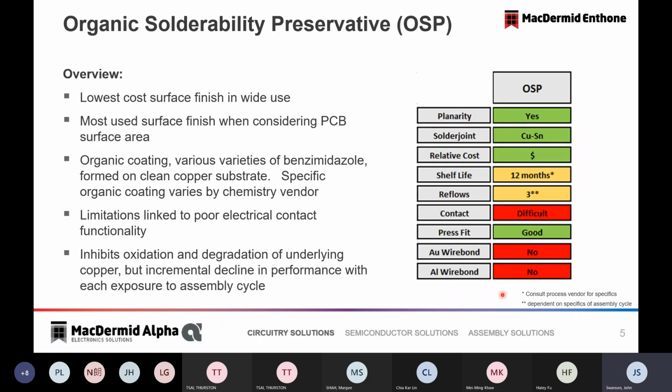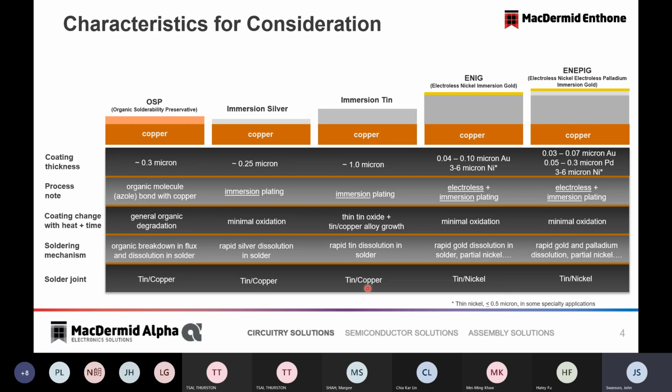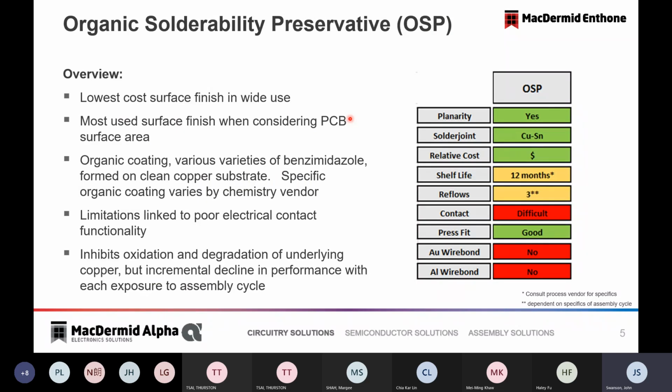So moving forward, I will spend a little bit of time today on each of these finishes. I'm going to start with OSP.